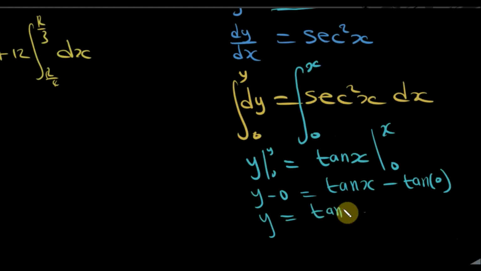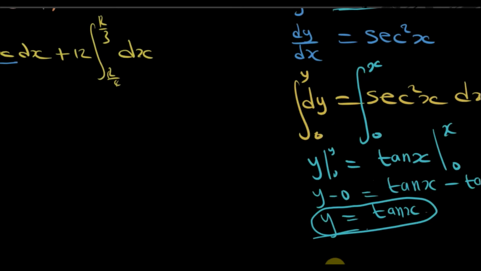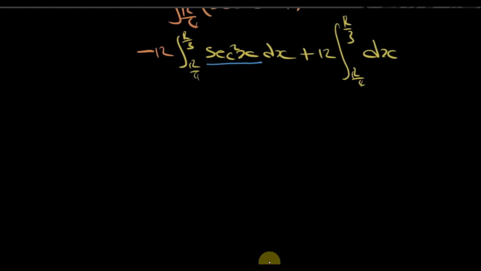So all I was doing here is proving to you that the integral of sec squared x is actually tan x. You don't have to do this proving in the exam. You already know your integral of sec squared x. All you do is just write down your answer. Integral of sec squared x is tan x. Then put our limits there from pi over 4 to pi over 3.